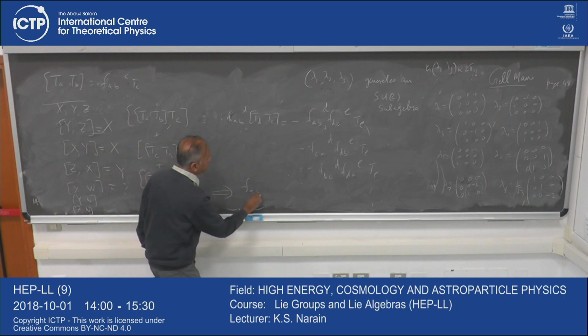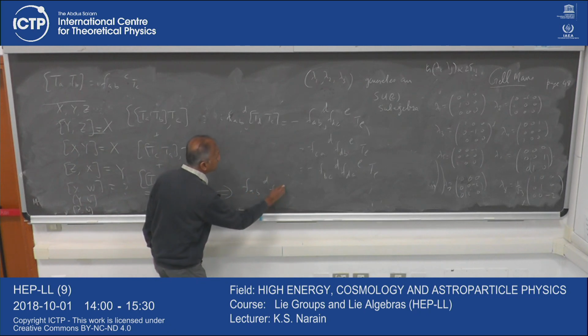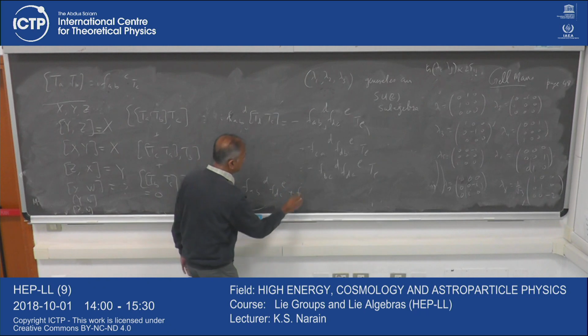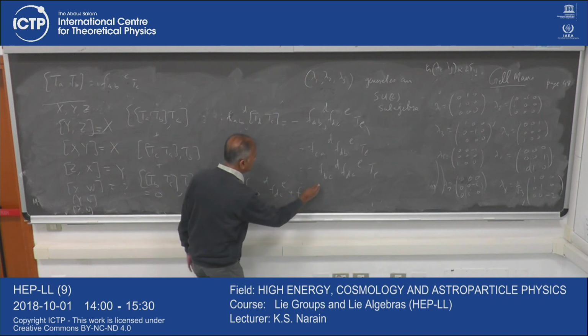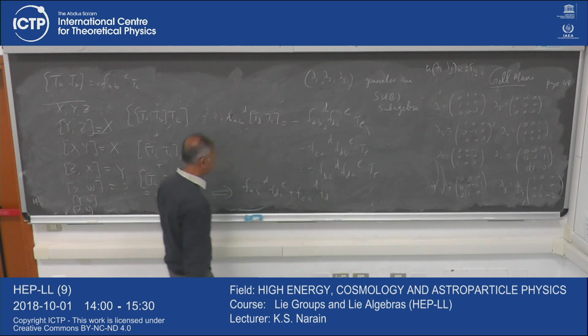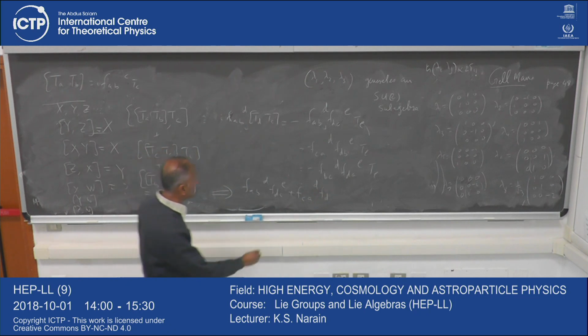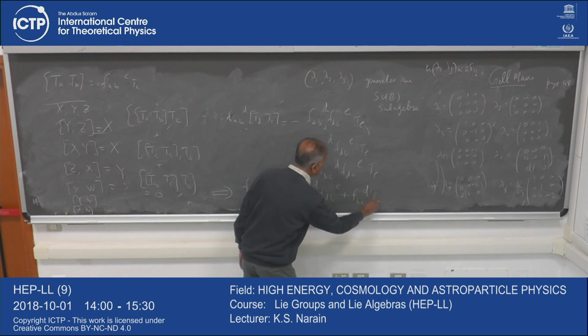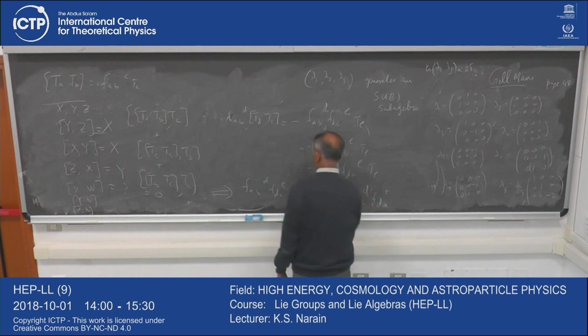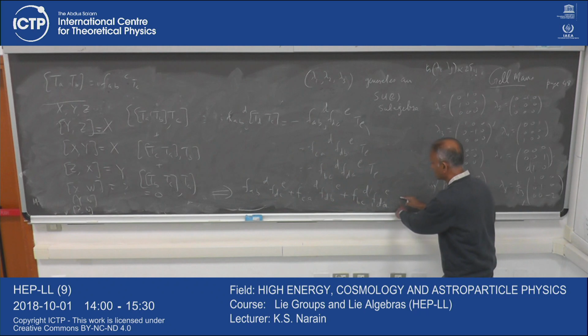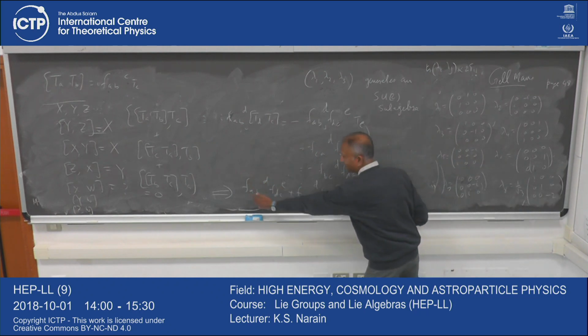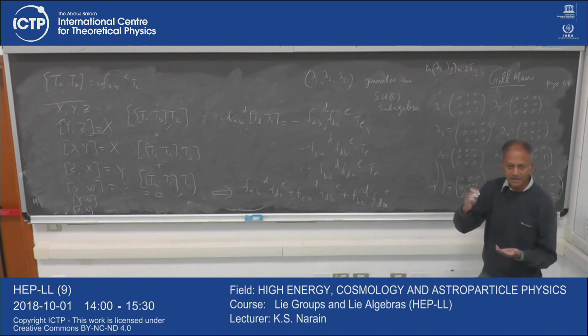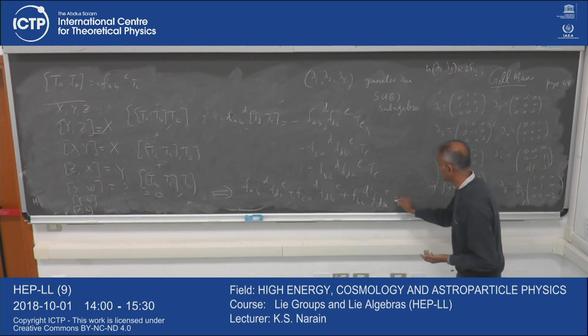that f_{AB}^D f_{DC}^E plus f_{CA}^D f_{DB}^E plus f_{BC}^D f_{DA}^E, this whole thing multiplying T_E, is equal to 0. But since T_E are a basis, for each index E it must vanish, because T_E is a basis, no? So therefore this must be equal to 0.